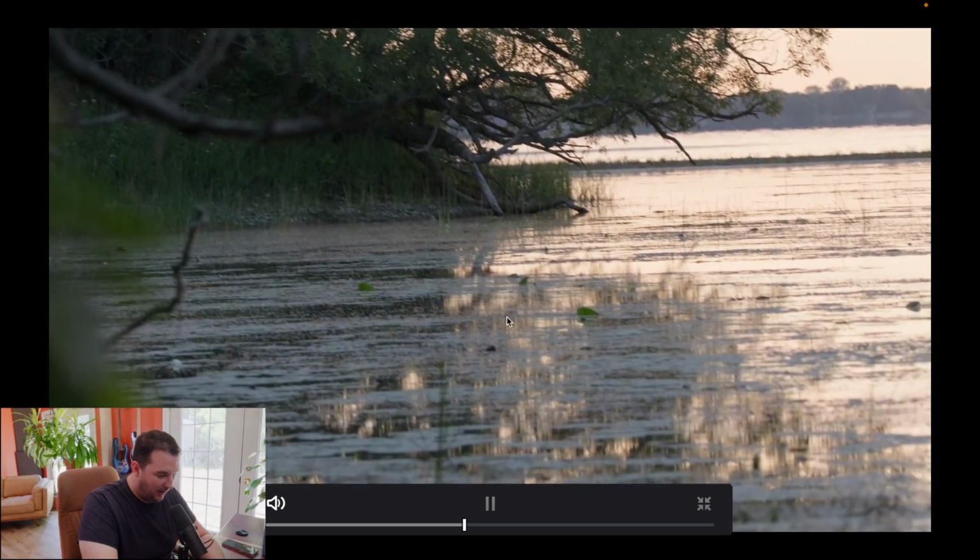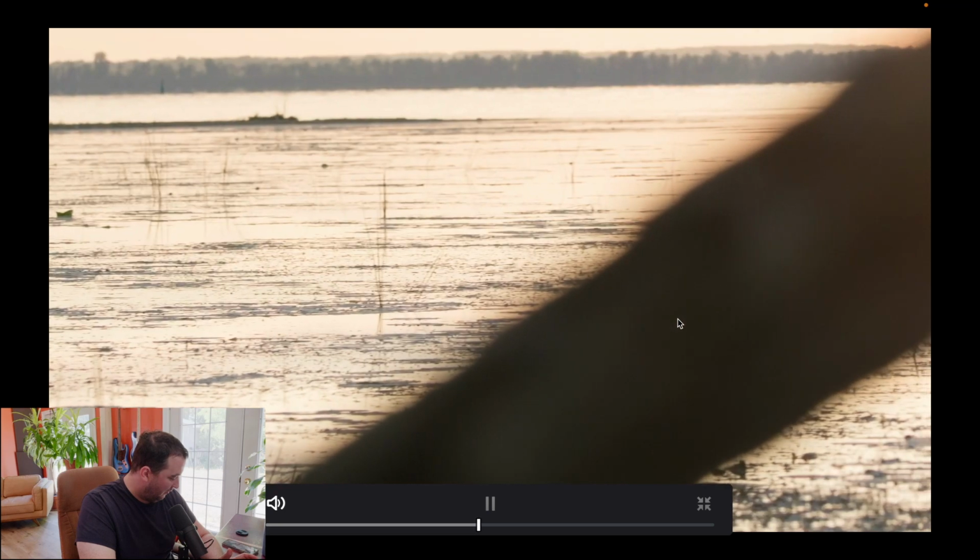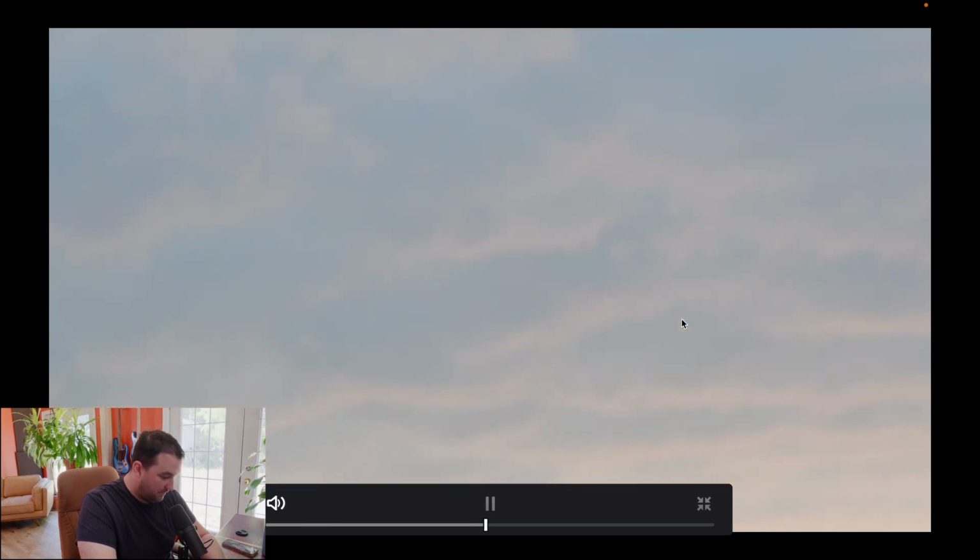Well, that's a nice one. I wanted to try to capture the movement, but you can see I can't even find the bird in the frame. So yeah, that's tricksy there.